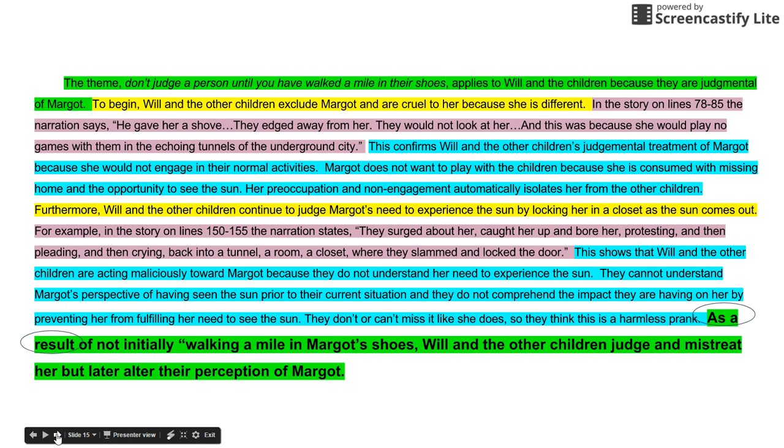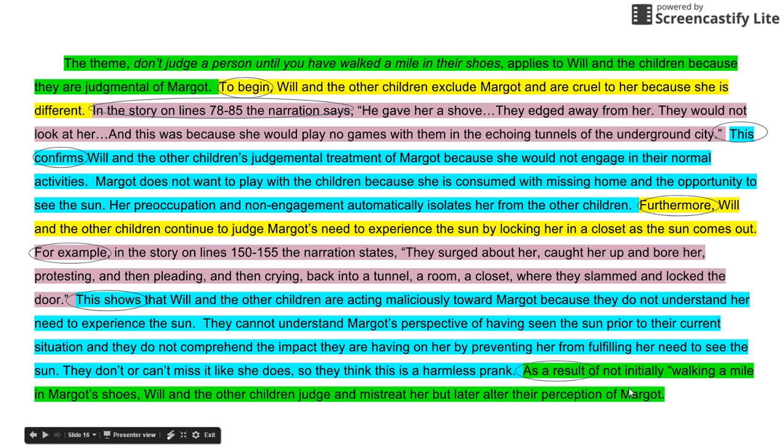what you talked about. So I've got my starter word here. As a result of not initially walking a mile in her shoes, they mistreat her. And it alters their perception of Margot. So you'll see that this conclusion summarizes what was talked about. When you're finished with this process, you're going to have your final product. And it should look very similar to this screen. You're going to have multiple sentences. It's not just going to be 7 sentences.